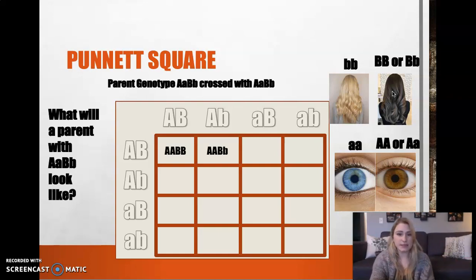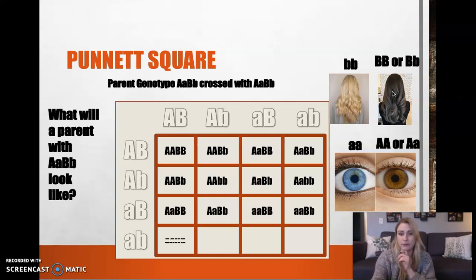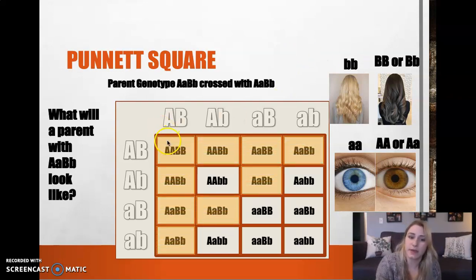So doing the same exact thing as we did earlier, but instead of having just 2 letters in each box, you're going to have 4 letters in each box. 2 letters for each gene. So we move all the way through, and in the end, we can look at all of those and say, because we have a capital A and a capital B, we have a dominant A and a dominant B, that person is going to have brown hair with brown eyes.